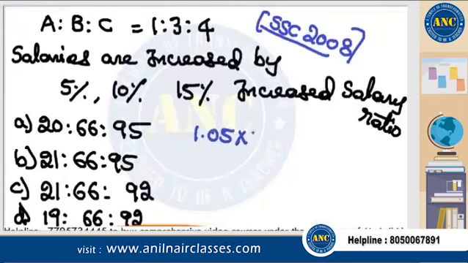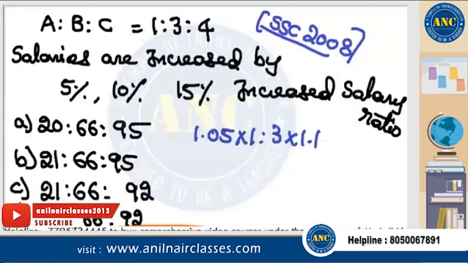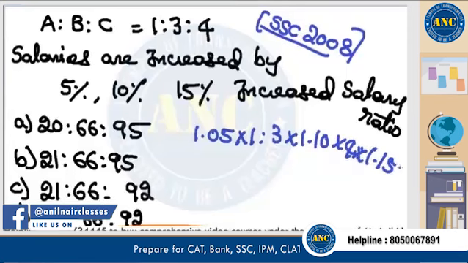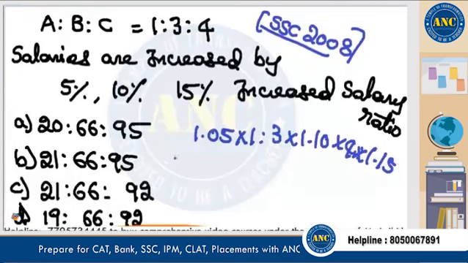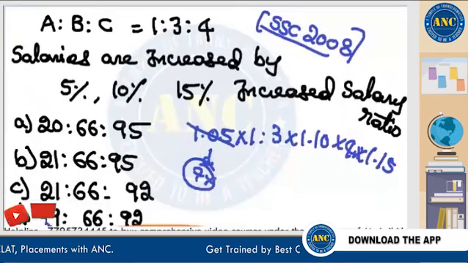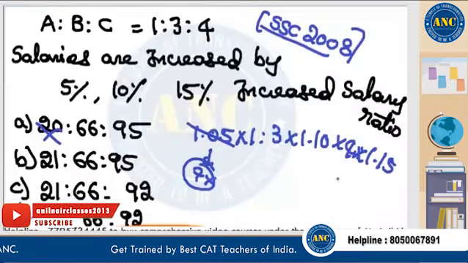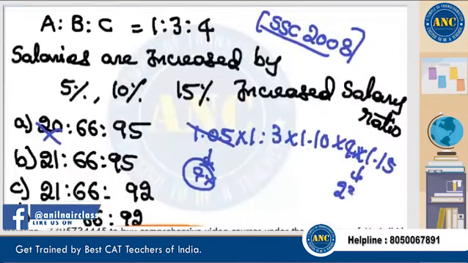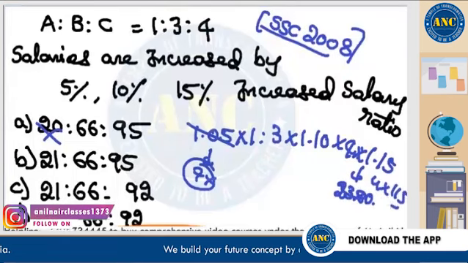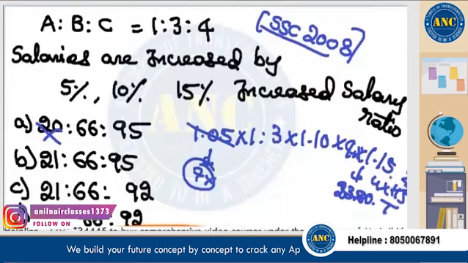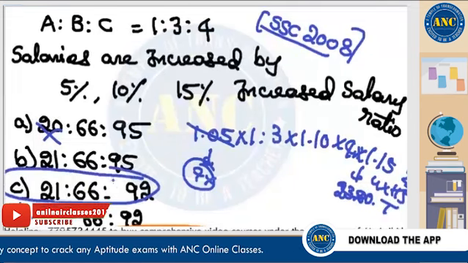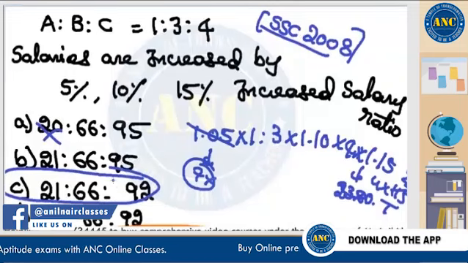So 5% is 1.05, 10% is 1.1, and 15% is 1.15, which is 23 into 4 into 115 by 100. 1.05 is a multiple of 7, so this option is out. Next one. Answer should be a multiple of 23. Only one option.